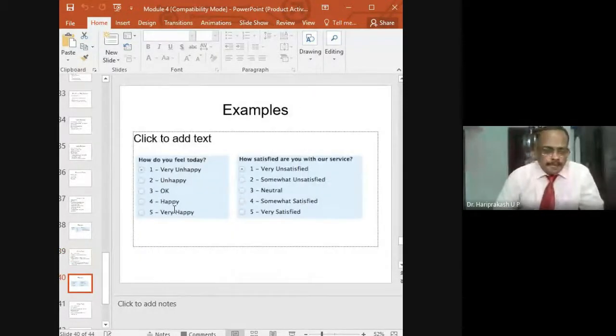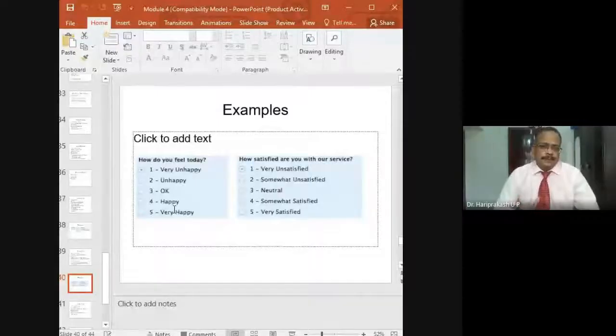Example of an ordinal scale that we use in research: How do you feel today? Very unhappy, unhappy, okay, happy, very happy. So this is an ordinal scale. Similarly, satisfaction also: very unsatisfied, and so on, like that. So this is an ordinal scale that is used in research.